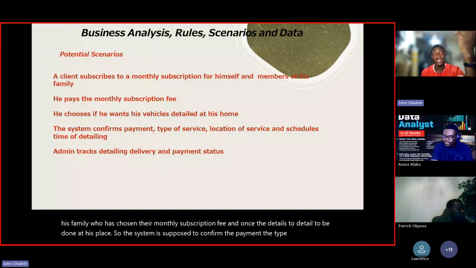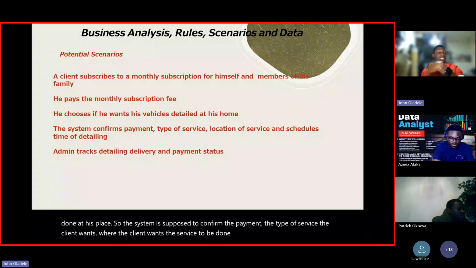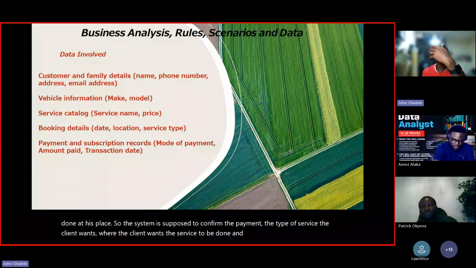So the data that the system collects is the customer's basic information: name, phone number, the type of vehicle, the service they want to do on their car, the booking date, when the cleaning is supposed to be done, the type of cleaning they want done on their car, and where it is, at their place or on site.